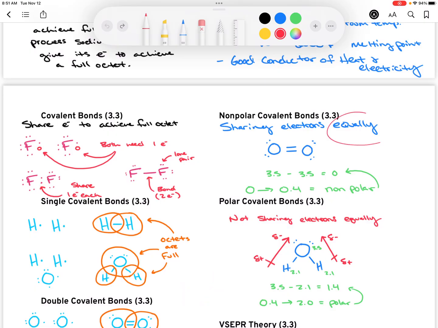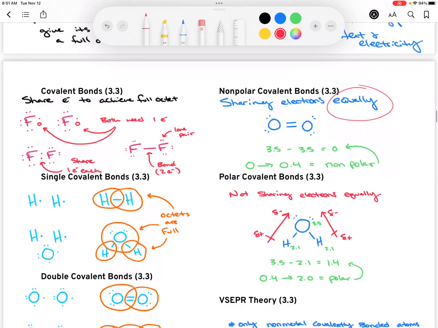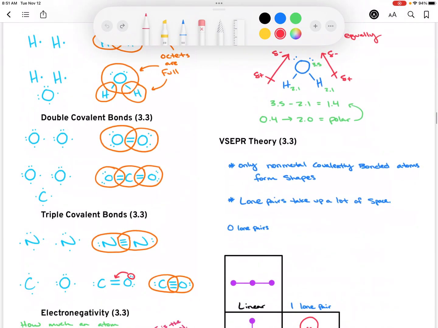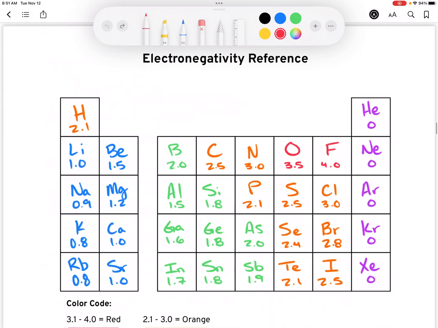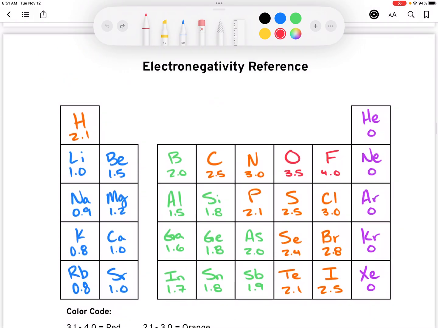Okay, they are sharing equally. And polar covalent bonds, they are not sharing equally. All right, we just need to emphasize those 2 points. Now, when we share electrons equally, what's happening is that we are calculating this with our values down below. So remember this electronegativity reference? You're going to be using this to calculate polarity.